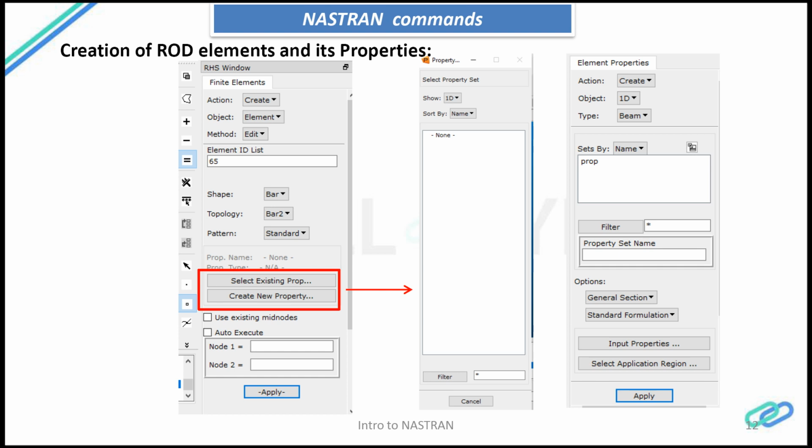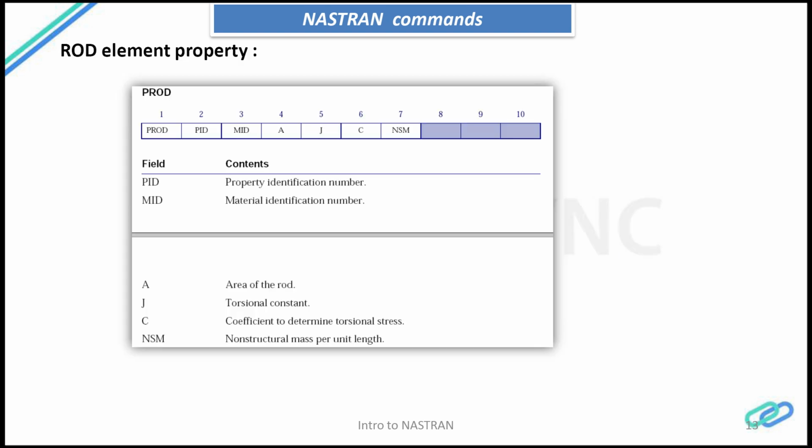You can see I have put down a snapshot from Patran showing how to create the rod elements and properties, just for ease of understanding. You select an existing property or create a new property, and you can see the element ID list that will be appearing in the BDF. Then you create the property for the rod element and mention all the geometrical properties. The material properties will be created separately.